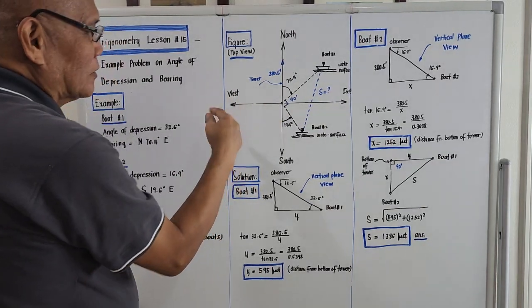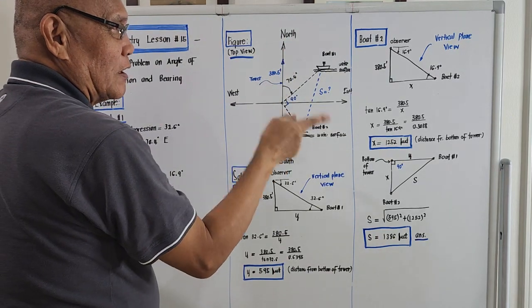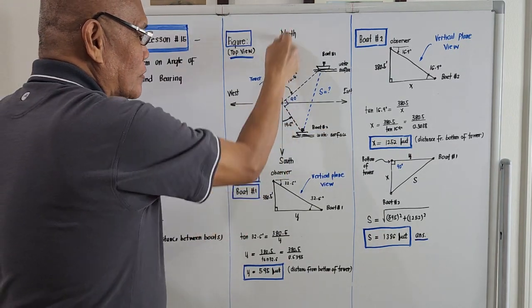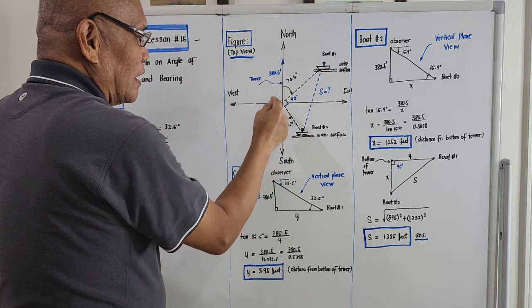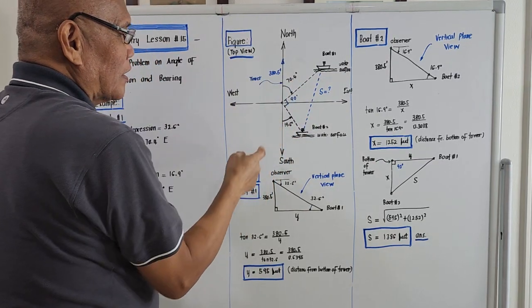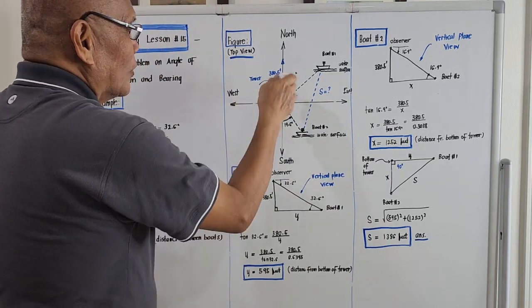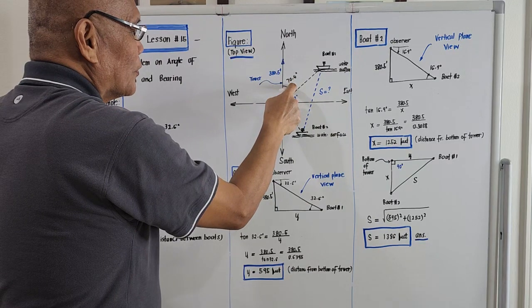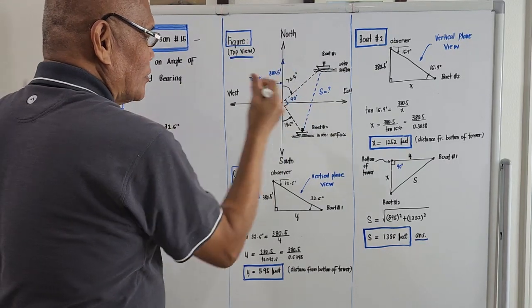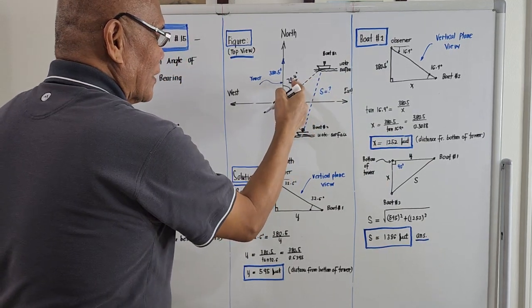So if we try to plot that one, if this is north, bearing is an angle that emanates from either the north or south direction, and either it will go east or west. But for the given problem, the bearing is actually north, 70.4 going to the east. So this is 70.4. What's the significance of this?